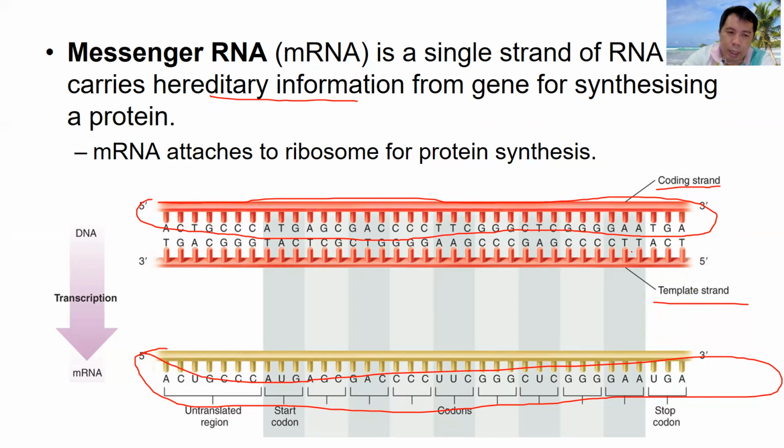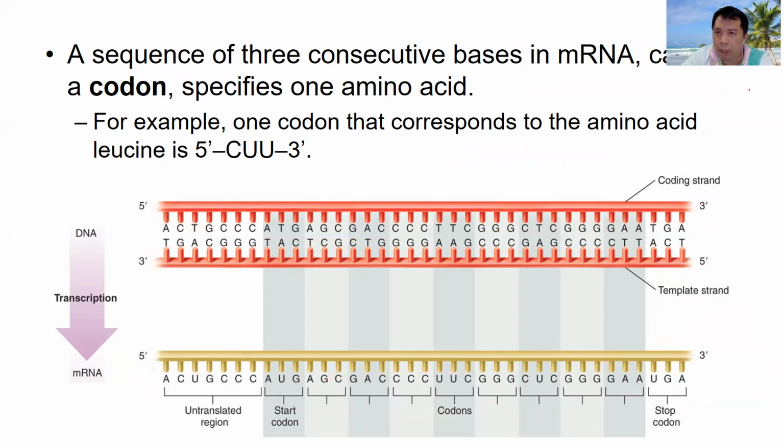Once the mRNA is synthesized, the sequence of three consecutive bases in the mRNA is known as a codon. All of these triplet bases are called codons. Each codon specifies one amino acid, except the stop codon. For example, one codon that corresponds to the amino acid leucine is CUU. If the codon is CUU, we know this codon codes for the amino acid leucine.